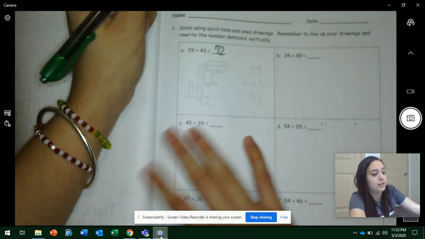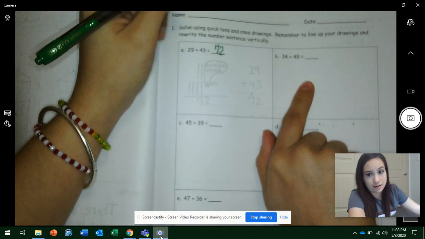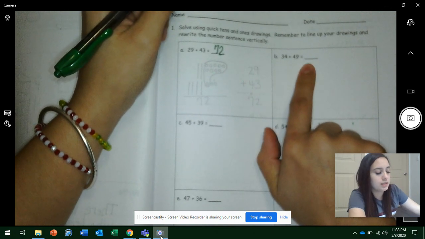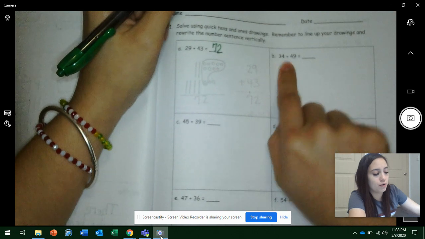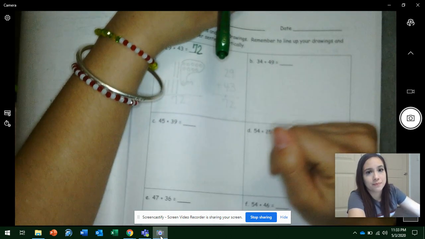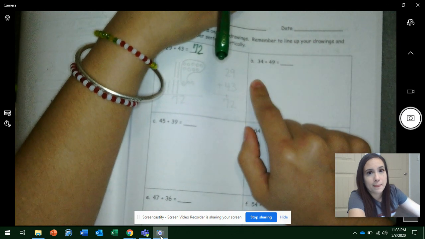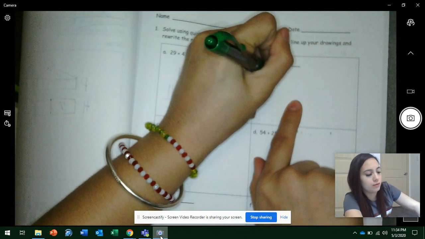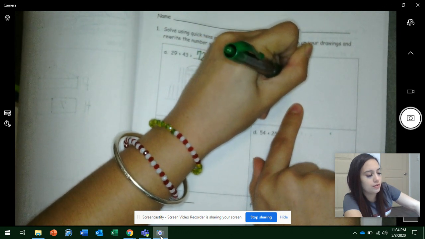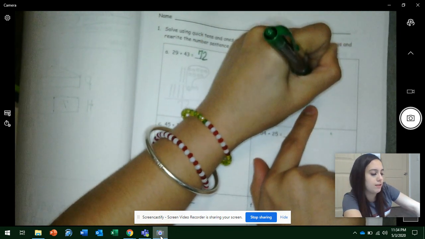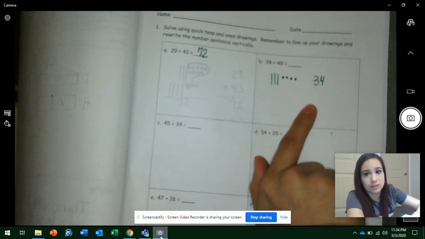So now let's go ahead and do B together. Ready? 34 plus 49. Remember we draw the first addend, which is 34. How many tens and ones are we going to draw? Get ready? Yeah, 3 tens and 4 ones. Let's draw it. 1, 2, 3, and 1, 2, 3, 4. And then we write 34 on the side. Make sure you don't draw so big so you have space for both.